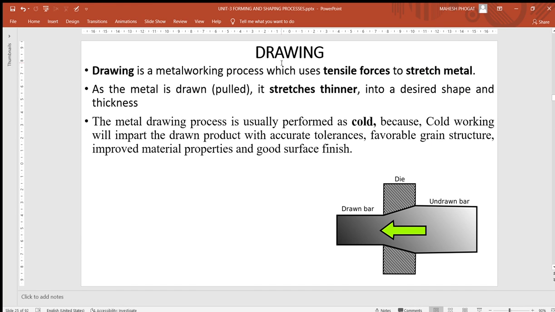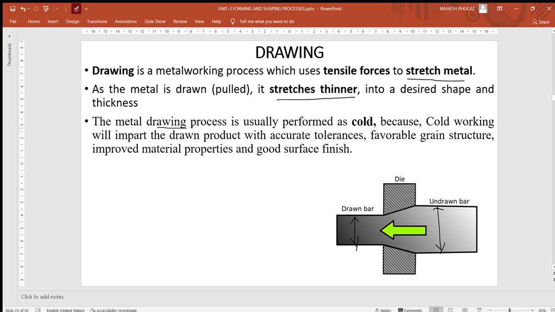Now moving ahead, the next process is the drawing process. Drawing doesn't mean it is related to paper drawing. It is basically when you apply a tensile force, stretching of the metal takes place. Whenever force is applied on the workpiece, the metal stretches, and this stretching reduces the overall cross section. Here you can see the cross section of the initial component, and once it has been drawn through the die, the cross section is reduced. So it stretches thinner into the desired shape and thickness.